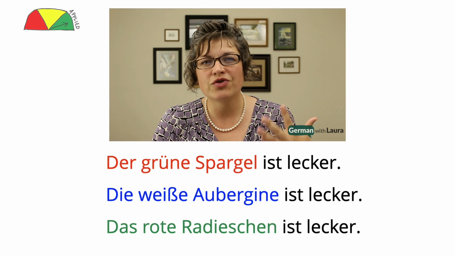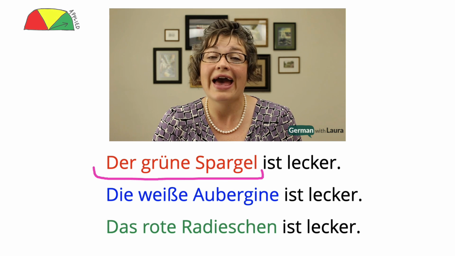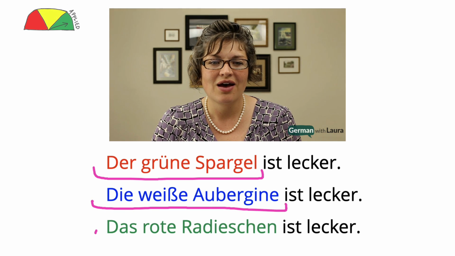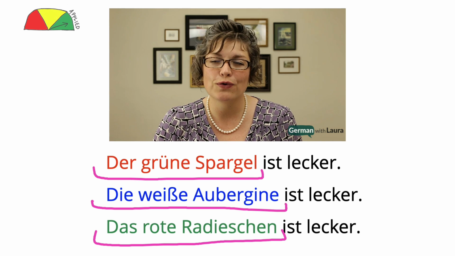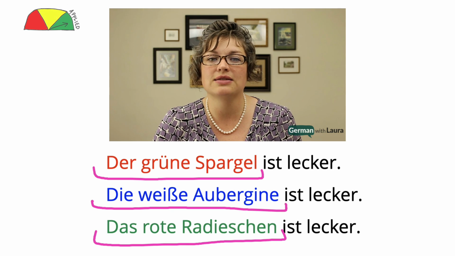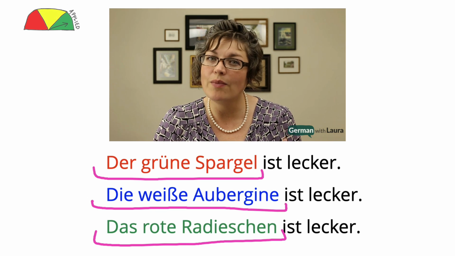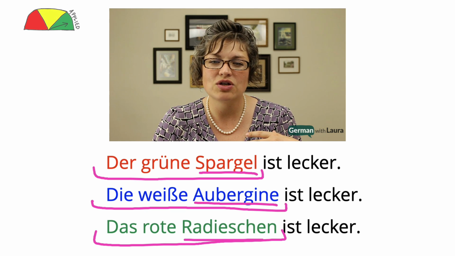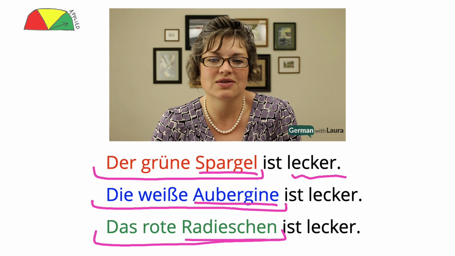So in that same nominative slot, we can add in another adjective, right? We looked at this before. So now we're adding in a color each time. Green asparagus, white eggplant, and red radishes. Der grüne Spargel ist lecker. Die weiße Aubergine ist lecker. Das rote Radieschen ist lecker. Okay? And all of that's going to belong together in this pink slot for the nominative case, because each of these nouns is playing the role of the subject of the sentence, right? Taking the action, if you will, of being delicious.